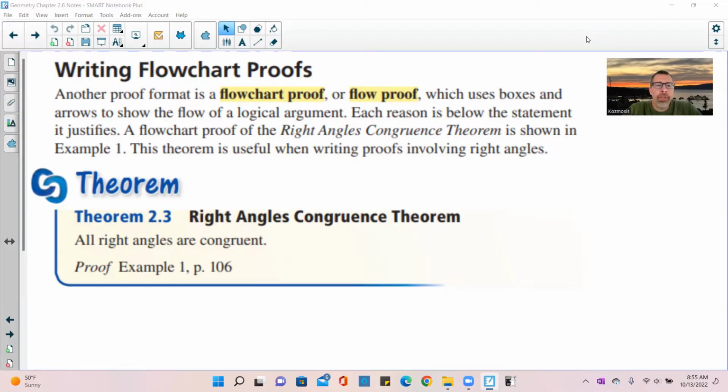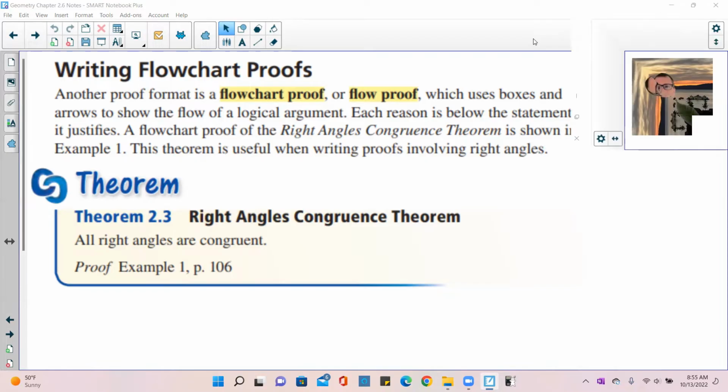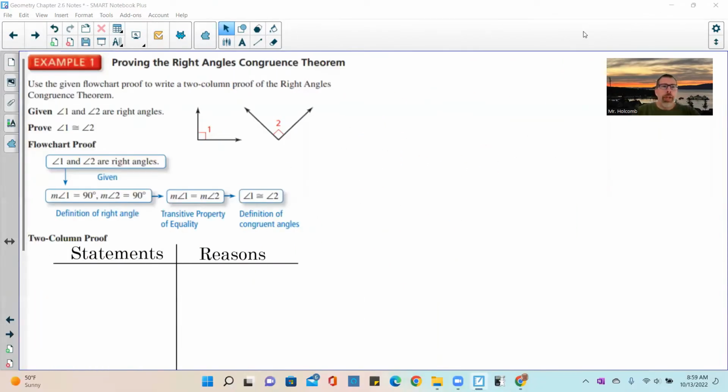Theorem 2.3 is the right angles congruence theorem. All right angles are congruent, and the proof will be example 1, page 106. Okay, so example 1 says, proving the right angles congruence theorem. Use the given flowchart proof to write a 2-column proof of the right angles congruence theorem. So given angle 1 and angle 2 are right angles, we need to prove that angle 1 is congruent to angle 2. Flowchart proof would be like this.